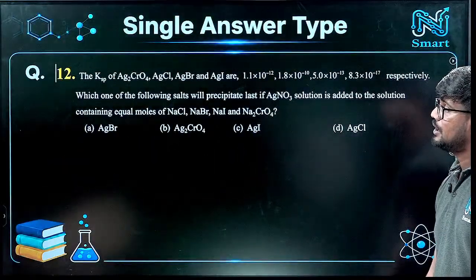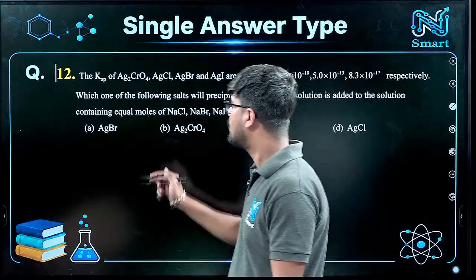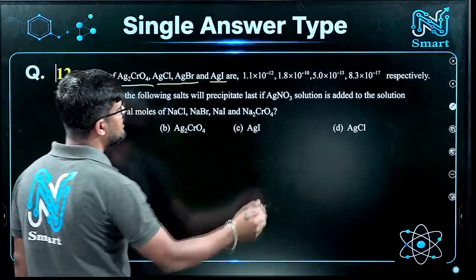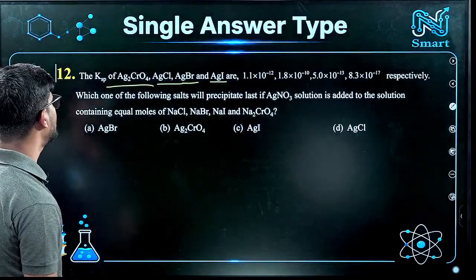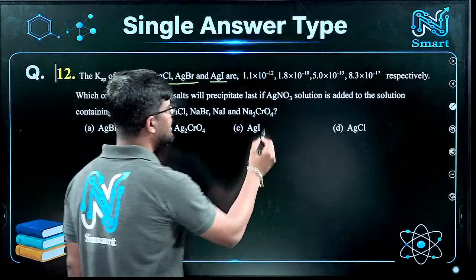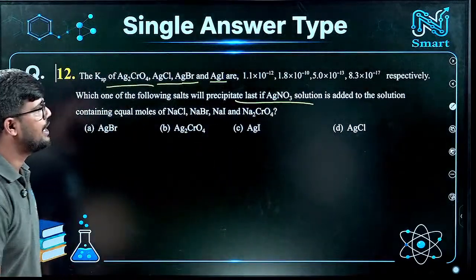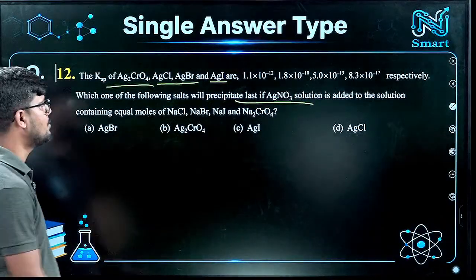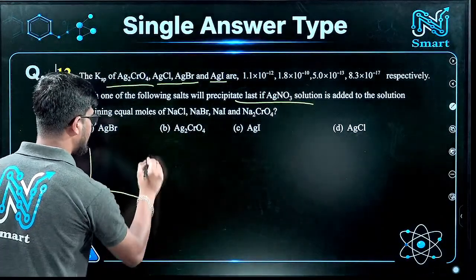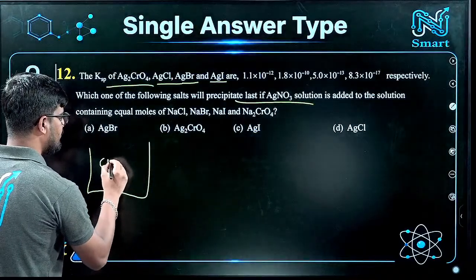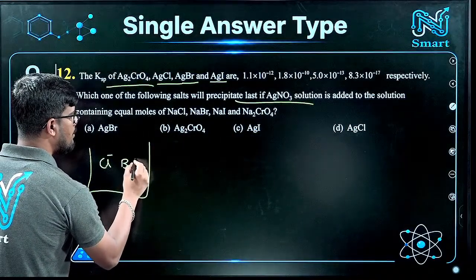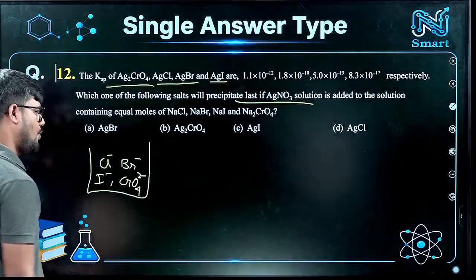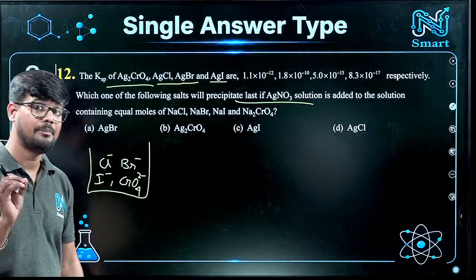This one. KSP values of Ag2CrO4, AgCl, AgBr, AgI are all given. Which one of the following salts will precipitate last if AgNO3 solution is added to a solution containing equal moles of these? So basically we have one solution here with Cl minus, Br minus, I minus, CrO4 2 minus, all having the same mole number.